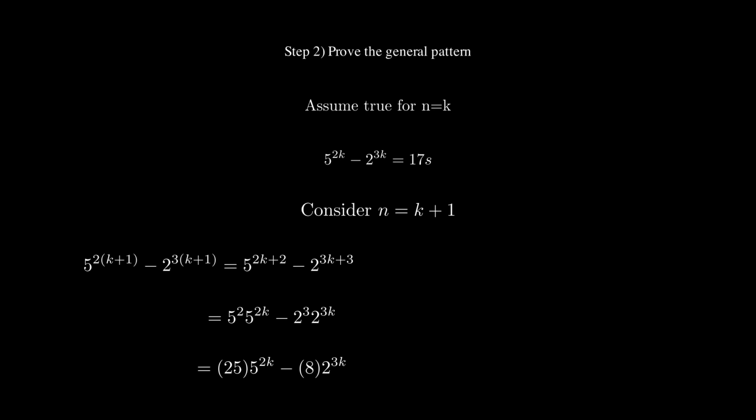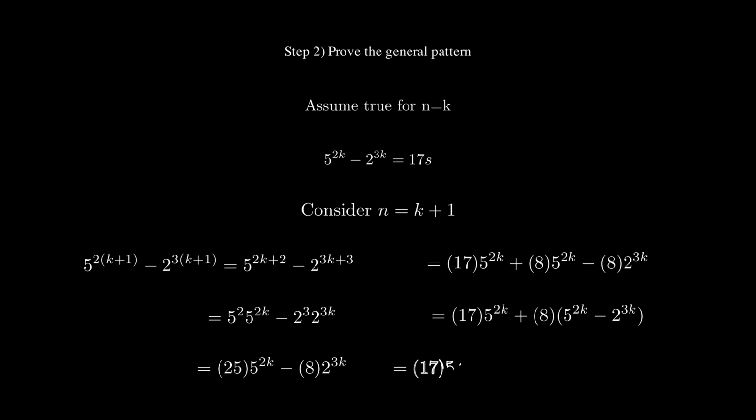The big step that will generally happen in proof by induction equations is to figure out how to split up one of these numbers so that you can extract out the n equals k part. And so we can split 25 5 to the power of 2k's into 17 5 to the power of 2k's plus 8 5 to the power of 2k's. And then also add in the minus 8 times 2 to the power of 3k. We therefore have 17 times 5 to the power of 2k plus, factorizing out the 8, 8 times 5 to the 2k minus 2 to the 3k.